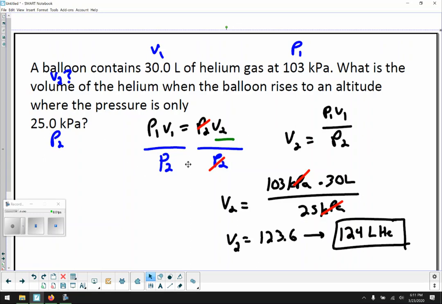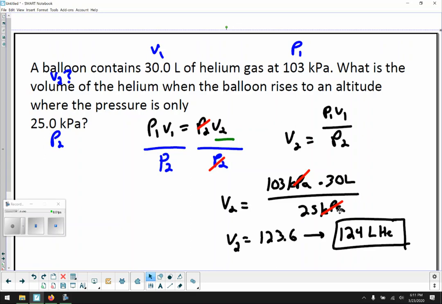So the rearranged equation, and again, you guys should be able to rearrange equations, we get volume 2 equals pressure 1 times volume 1 divided by pressure 2. And we have all these variables. It's just a matter of plugging them in. I plug them in down here, 103 kilopascals times 30 liters, excuse me, divided by 25 kilopascals, and we get a second volume of 124 liters.